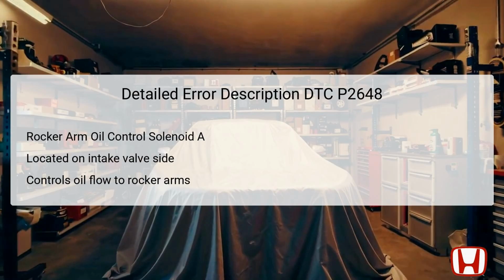The failure or malfunction of this solenoid can trigger the DTC P2648, indicating low voltage in its circuit. Without a proper signal and adequate oil pressure, the rocker arms cannot perform optimally, leading to potential engine performance issues.